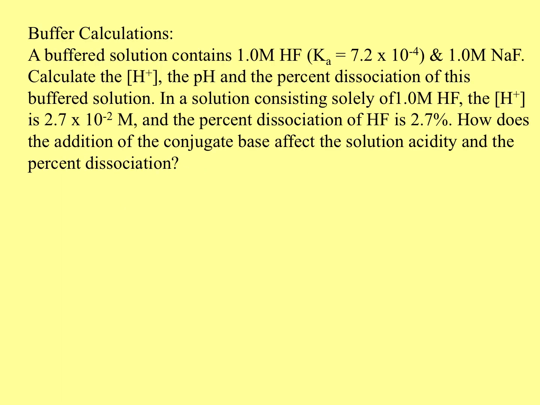Take a look at this sample problem right here. Take a moment to read it, and then we'll dive into it. Let's first focus on the part of the question about the H plus being 2.7 times 10 to the negative 2 if it is only 0.1 molar HF. In this case, the pH would equal the negative log of 2.7 times 10 to the negative 2. That would give you a pH of 1.57.